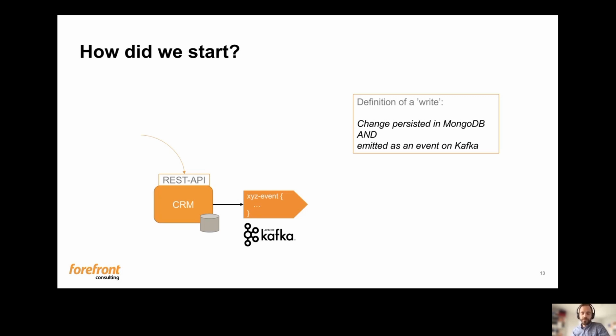And those of you who have worked with Kafka know that you can configure on a topic level the amount of time that you want to save all the data on the topic. And normally it's pretty short, perhaps a week or something. But here we had infinite. And for this system, we defined a write as when we have persisted the change into its internal MongoDB and emitted the change as an event, then we have completed the write, so to speak.